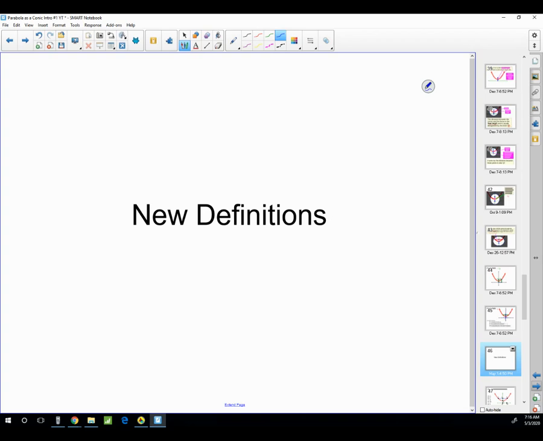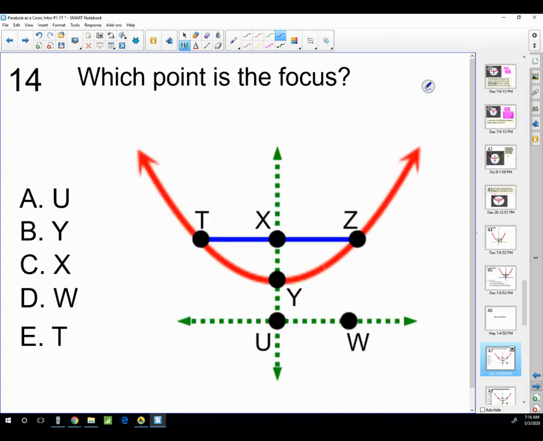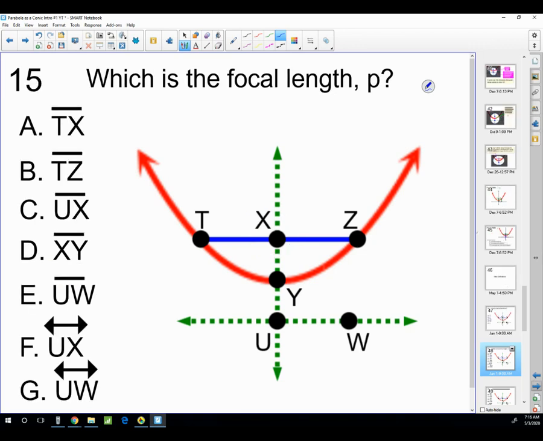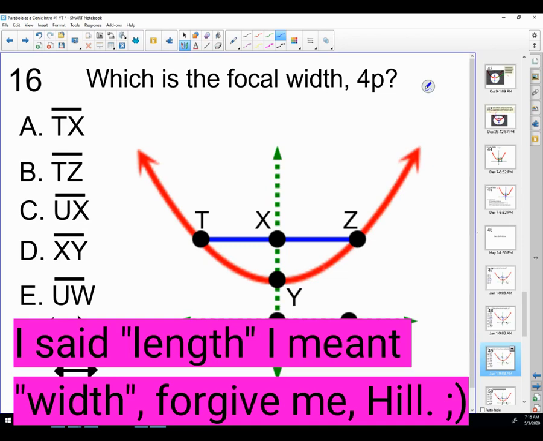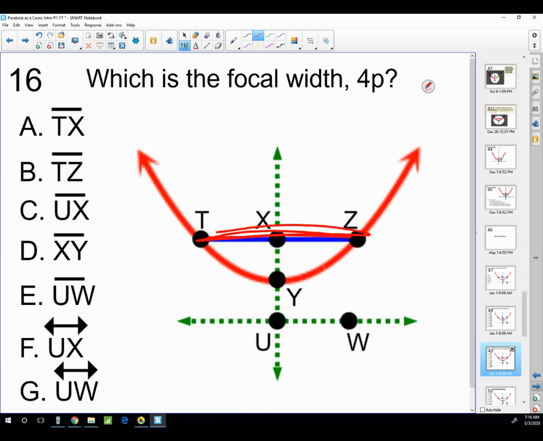All right, some new definition problems. Let's look at that. Which point is the focus? Well, clearly that's point X, which is choice C. The focal length P, well, it occurs twice, but by definition, it's right there. It's X, Y, choice D. Number 16, which is the focal length 4P. We just said that. That is this distance from T to Z right here.